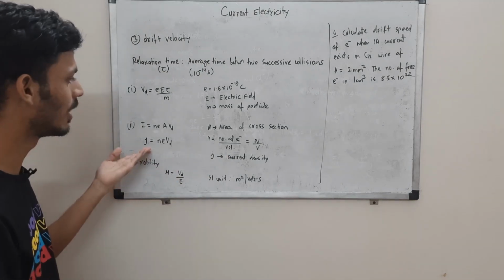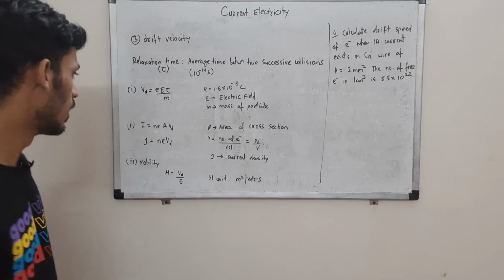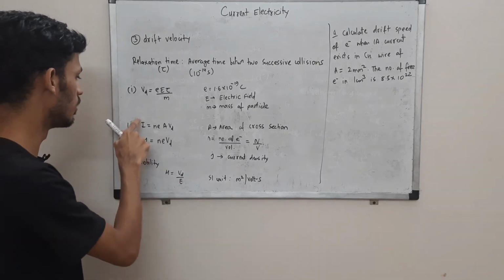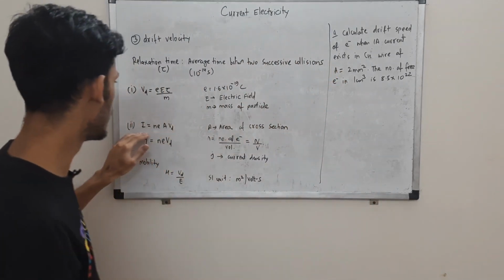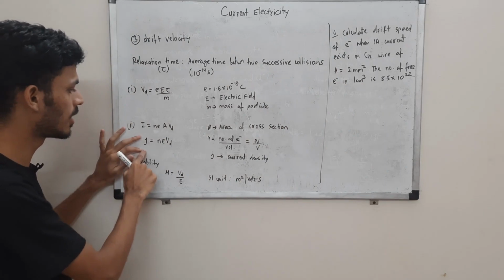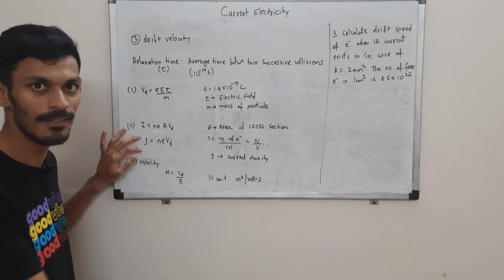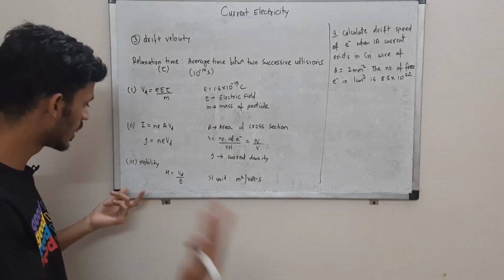You can also define it in terms of current density. So current density is basically current per unit area, right? Current flows through a cross section area, right? So current per area is current density. So basically taking this A on the other side, you get J is equal to nevd. Okay, we'll be deriving this in the next class.